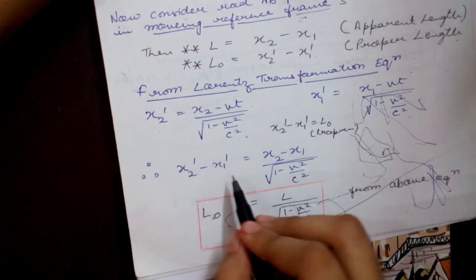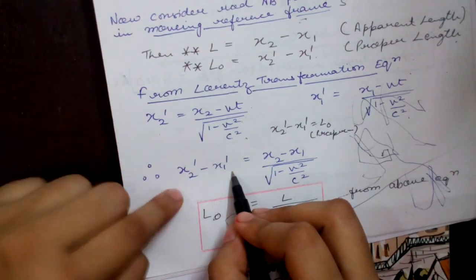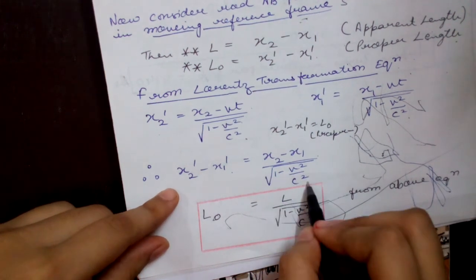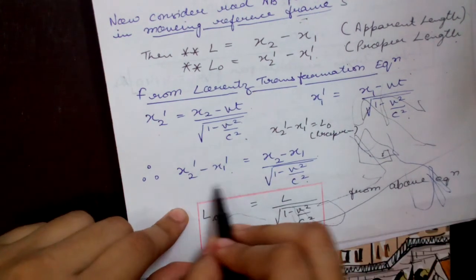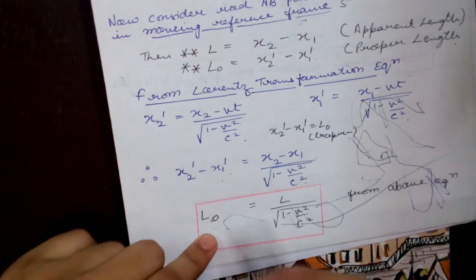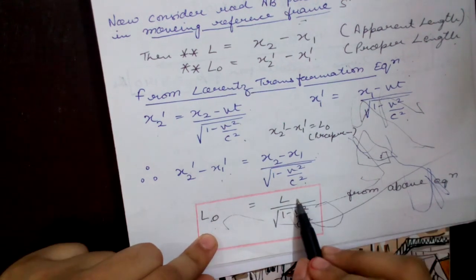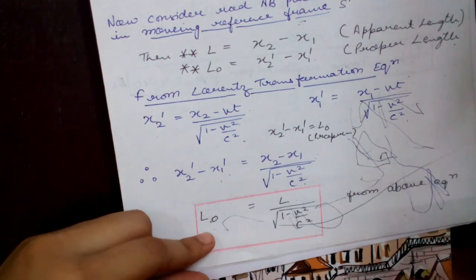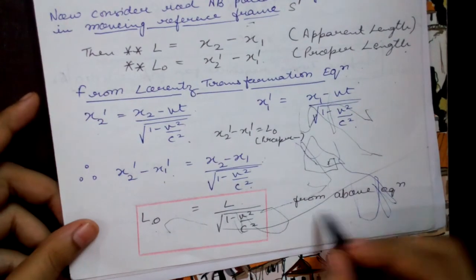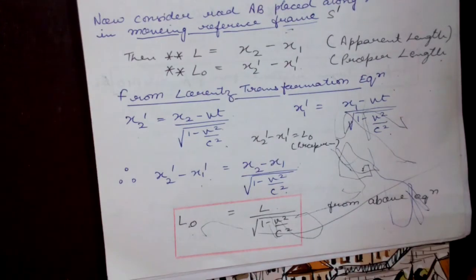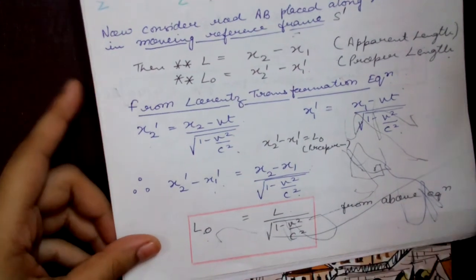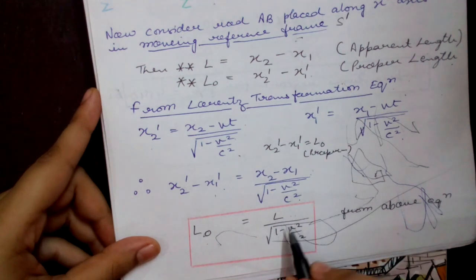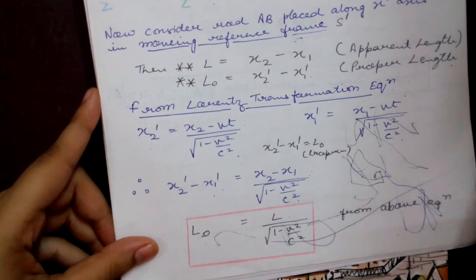So x2 dash minus x1 dash, when we subtract, we get x2 minus x1 under root 1 minus v square by c square. Now x2 dash minus x1 dash is L naught, x2 minus x1 is L, divided by under root 1 minus v square by c square, from the above equation. This is the formula for proper length. Proper length is equal to apparent length divided by under root 1 minus v square by c square.